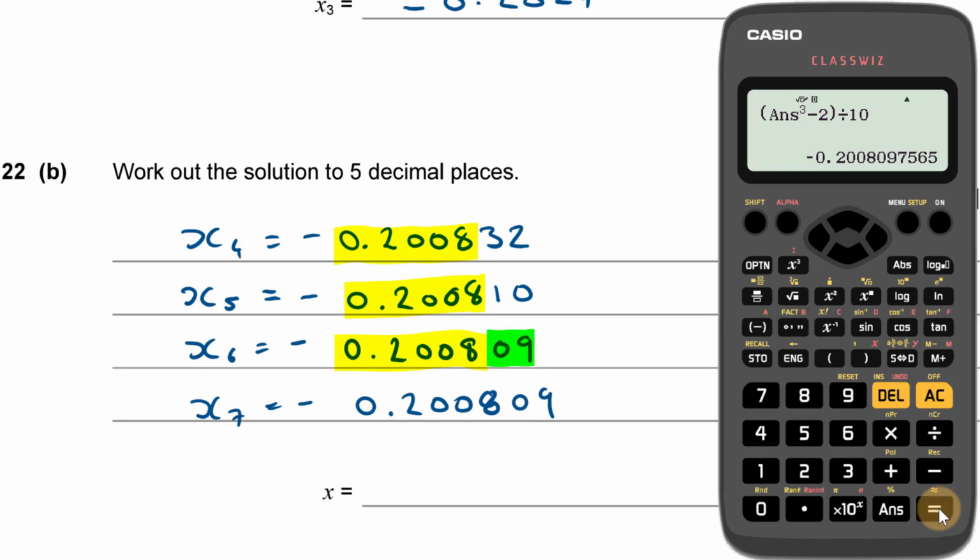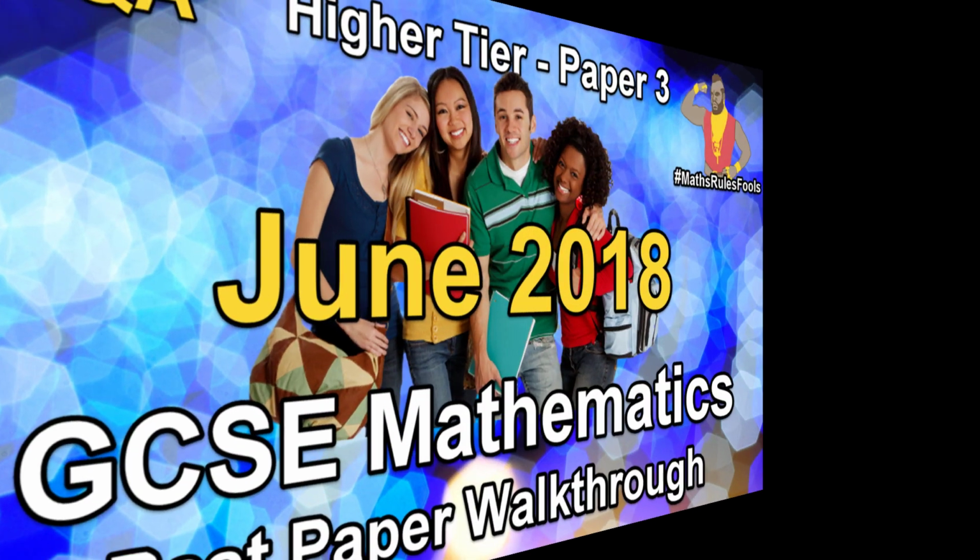So you can see the number pattern has settled all the way down to here, which is 6 decimal places. We only need to quote this to 5, so really we should round off at this point. And because it's a 9, I'm going to round up. So my final answer I'm going to give is minus 0.20081.